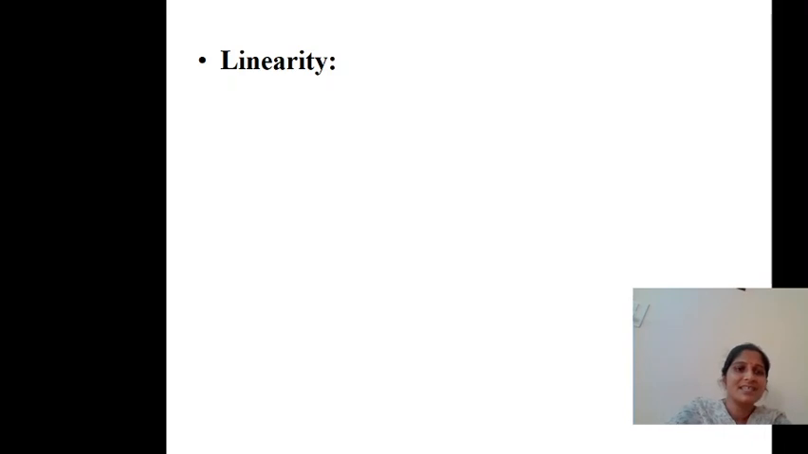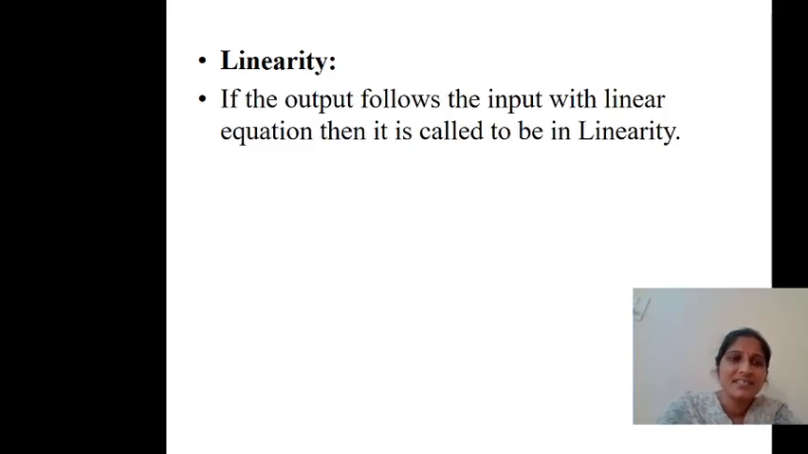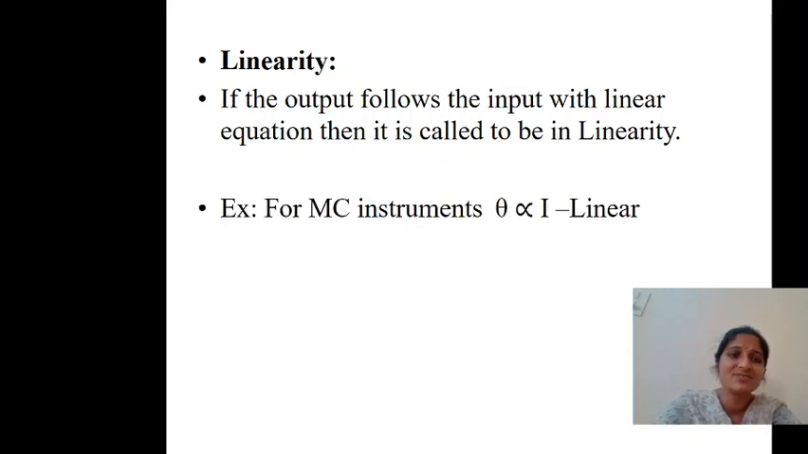Next one, linearity. Linearity means if the output follows the input with a linear equation, then it is said to be in linearity. What is a linear equation? Y is proportional to x. This can be explained by using the MC instruments. MC means moving coil instruments and MI means moving iron instruments.